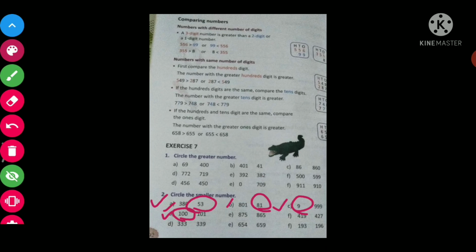Like this only you have to do the rest of it, E, F, G, H, I, in your classwork copy. So that's all for today. You have to do these 2 questions in your copy.